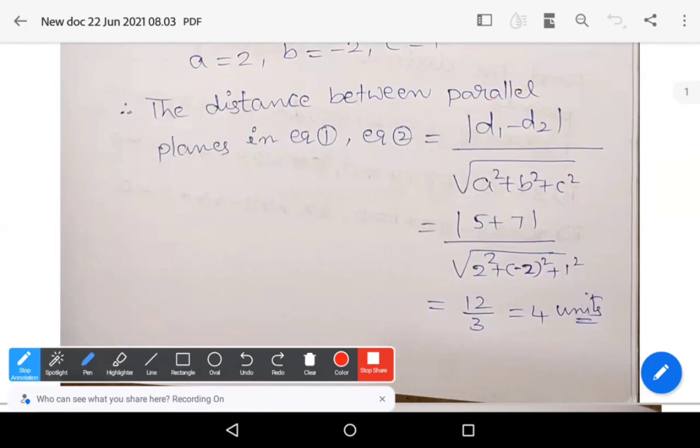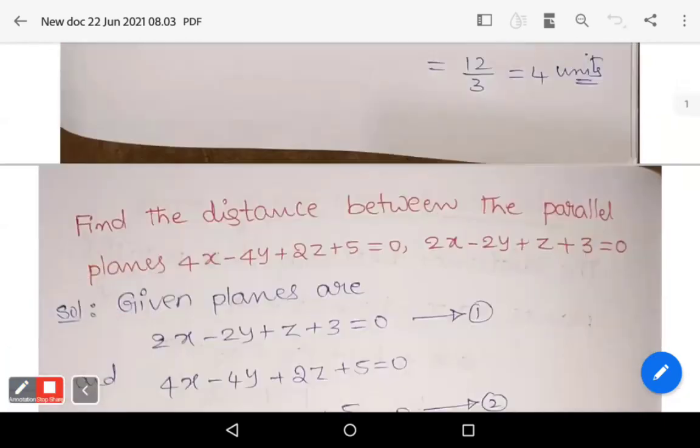Let us substitute the values. D1 is 5, and D2 is minus 7, so minus D2 gives plus 7. Mod 5 plus 7 divided by square root of 2 square plus (-2) whole square plus 1 square. So, 12 by 3, which is equal to 4 units. That's it. The distance between the two parallel planes is 4 units.